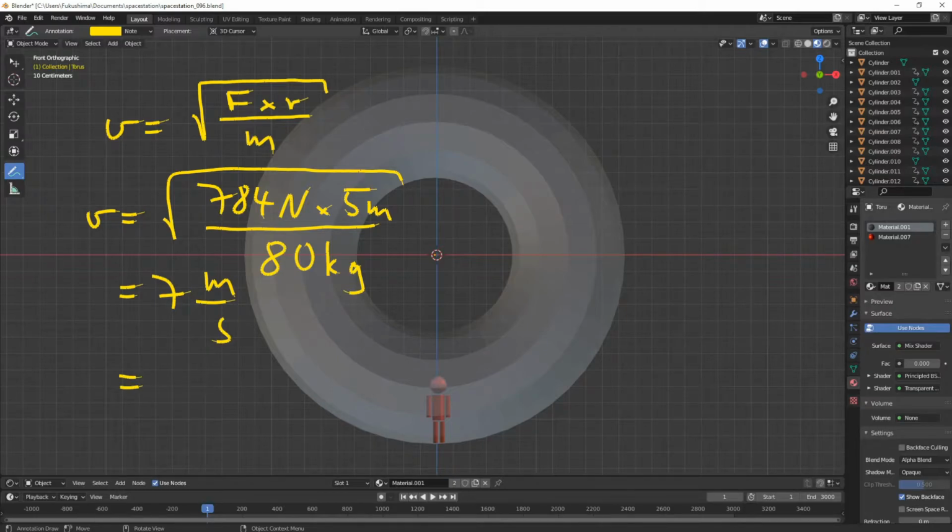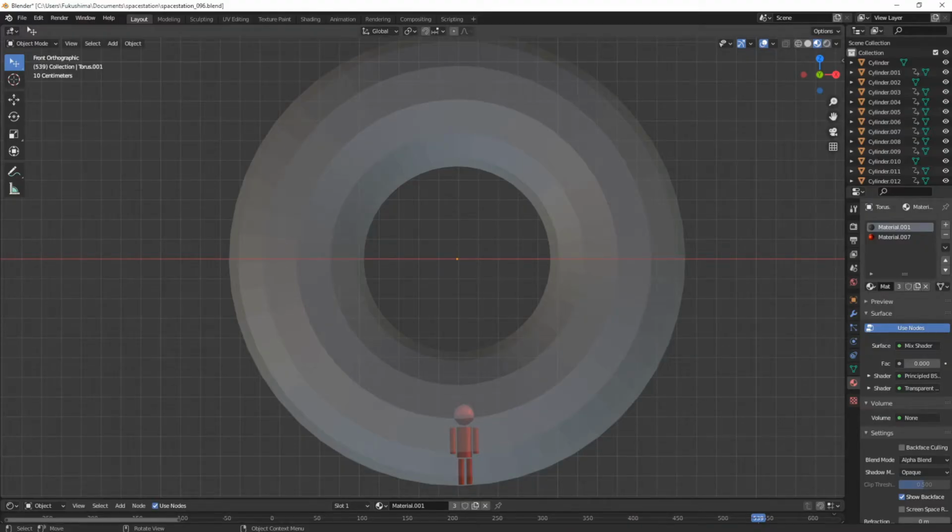That means the guy would have to move at 7 meters per second in a 5 meter radius to have 1g of artificial gravity. And that's what this would look like. 1g, 7 meters per second in a 10 meter space station. Yes, it's amazing.